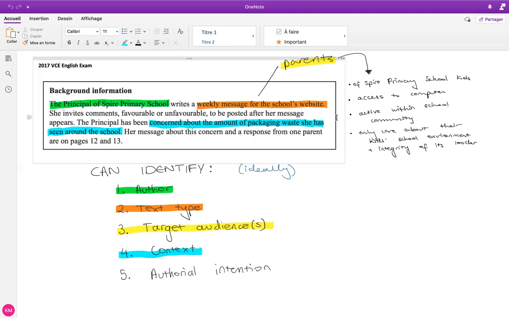I think another layer of the context might possibly be... No, I won't mention that. I was going to say the context could also be related to this idea of inviting comments. So the author might be looking for suggestions, but that can also really be related to the target audience. The target audience are people who want to share their ideas with the principal. Want to share their thoughts and ideas. Plus create change.